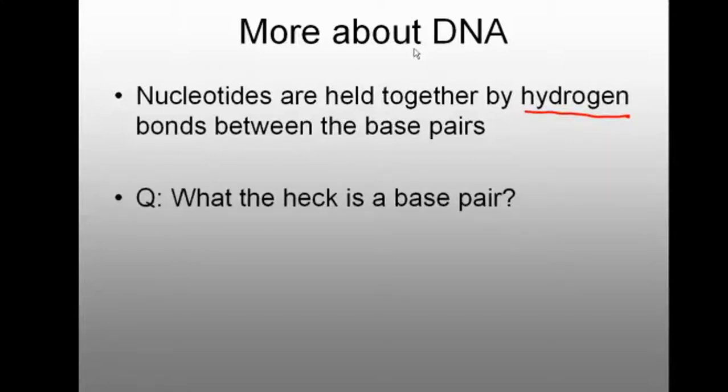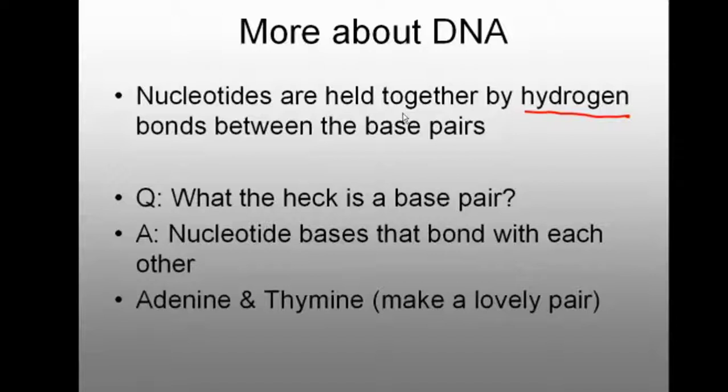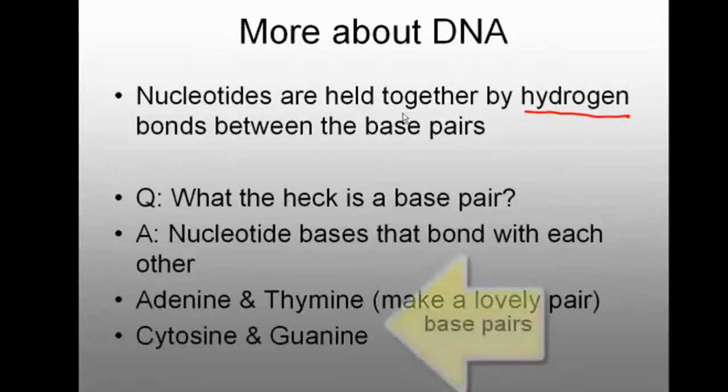So, base pair. What's a base pair? Well, the nucleotides have certain partners that they always bond with. Remember, adenine and thymine make a lovely pair, and cytosine without guanine would feel very bare. So base pairs are bases that always bond with each other. They're actually lined up so that their hydrogen bonds fit together.